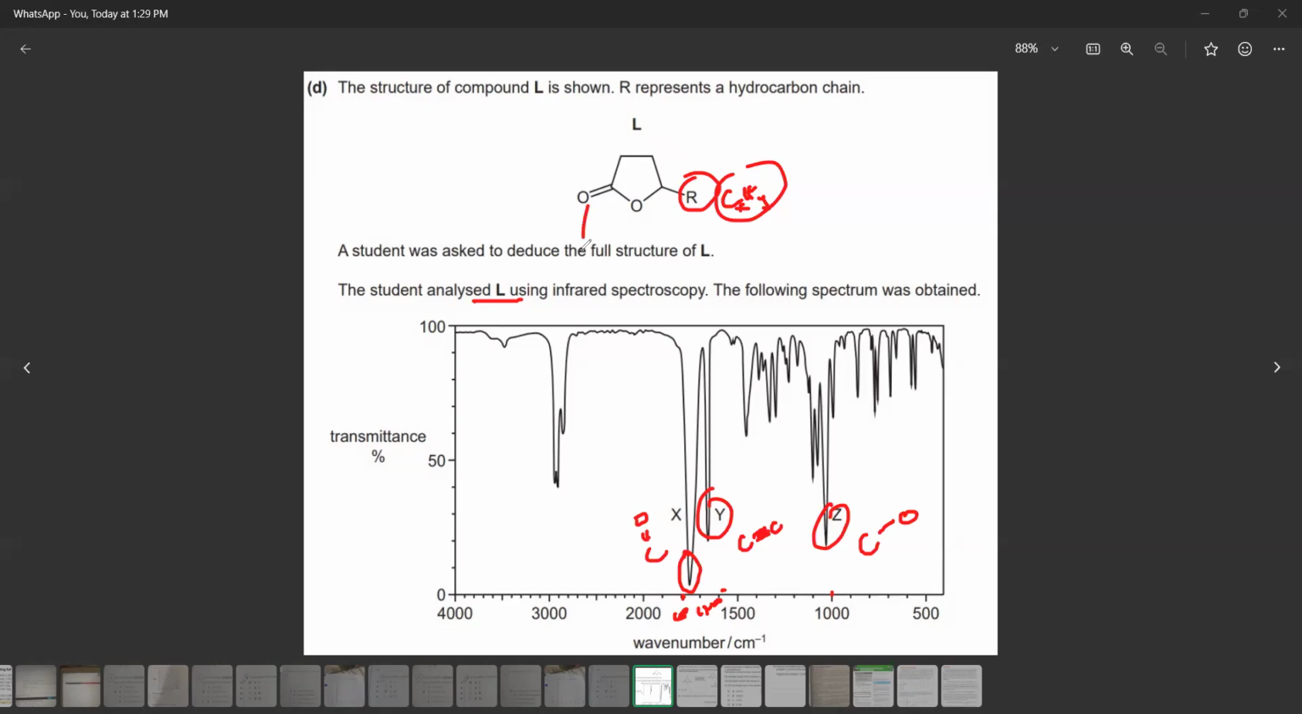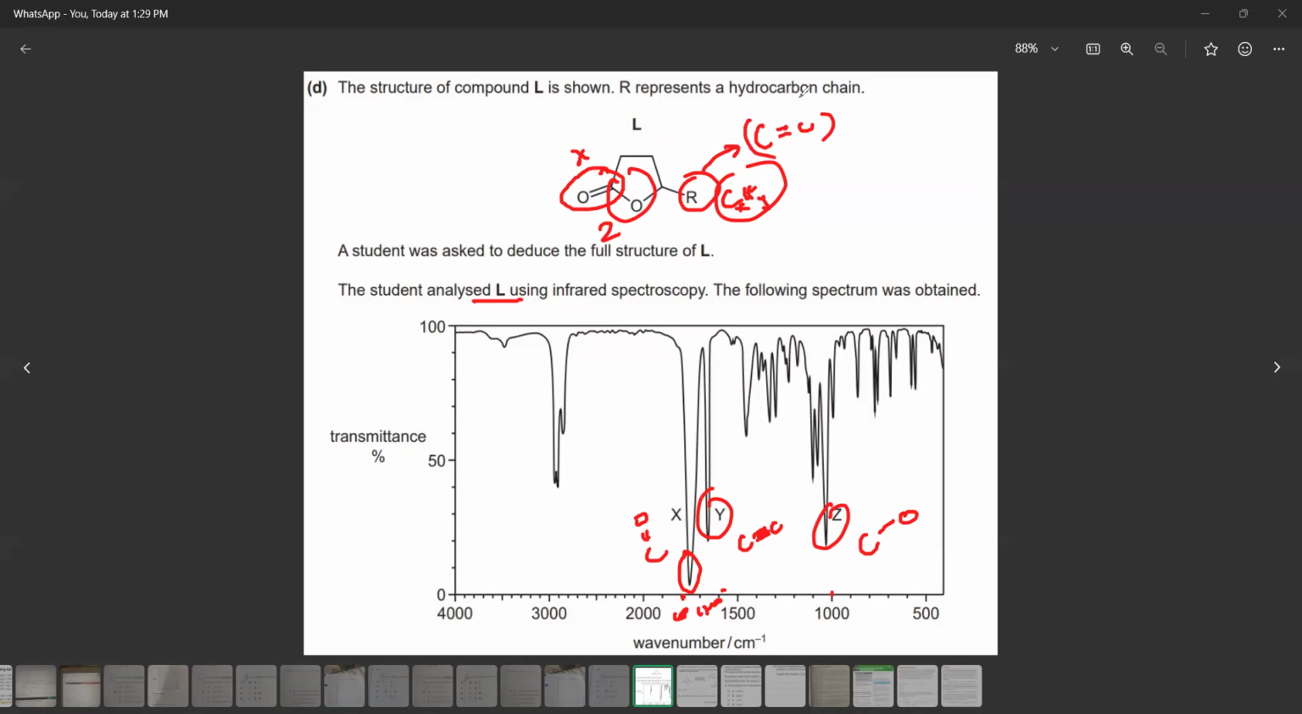So we know that in compound L there is C double bonded with O. So X is because of this. And in compound L there is also a C-O bond, carbon bonded with oxygen. So this is due to Z. So what does it mean? There's a carbon-carbon double bond, because an absorption from 1600 to 1700 is a carbon-carbon double bond. So it means in this hydrocarbon part, which contains carbon and hydrogen, there must be a carbon-carbon double bond.